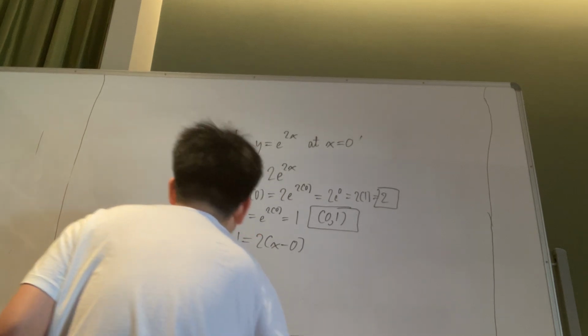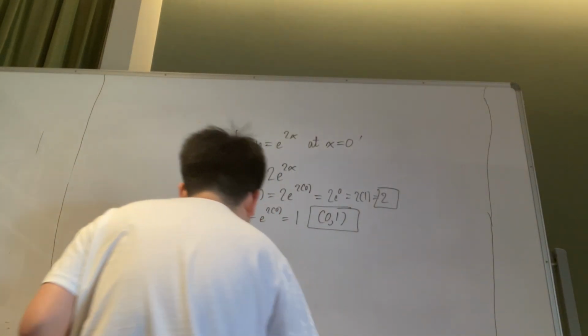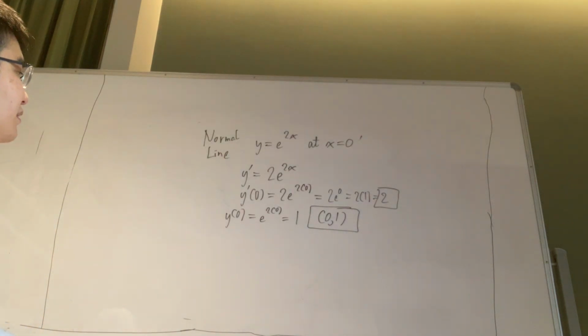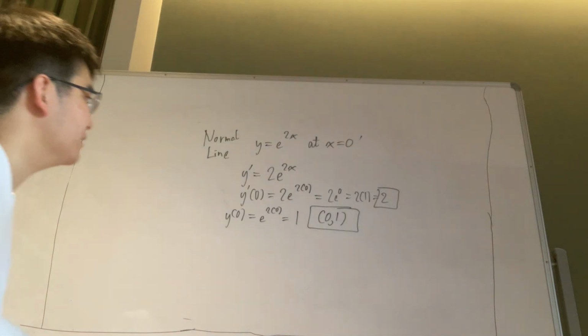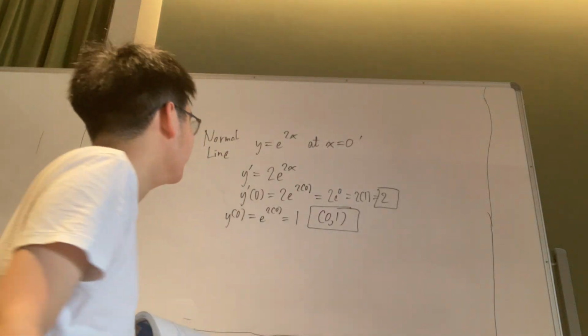There, I made a mistake. I forgot to take... Yeah, I'm sorry for that. I made a mistake, made a big fool of myself. I forgot to go and get the slope and take the negative reciprocal of it.